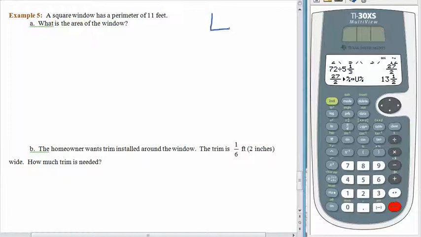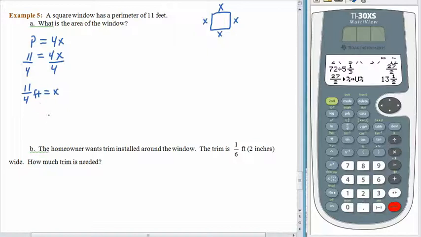And even if we don't remember the formula, we can always draw a square and label everything and see that the perimeter is equal to 4 times the length of a side. And this perimeter is 11. It's not hard to divide both sides by 4 so that the length of a side is equal to 11/4 of a foot.